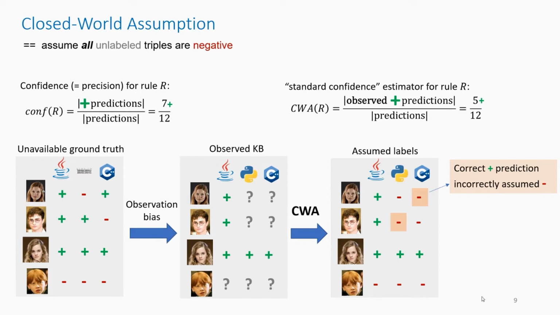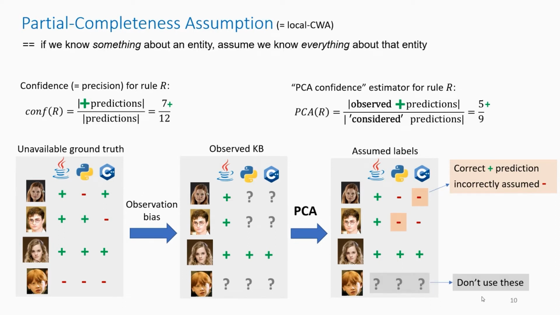The second most common assumption to generate these negative triples is a partial completeness assumption, also called the local closed world assumption, which corresponds to saying that if we know something about an entity, then we will assume that we know everything about that entity. So, in our example, note that for 3 out of 4 job seekers, we have at least 1 observed positive prediction. So for these 3 job seekers, we will assume that the unlabeled predictions are negative.